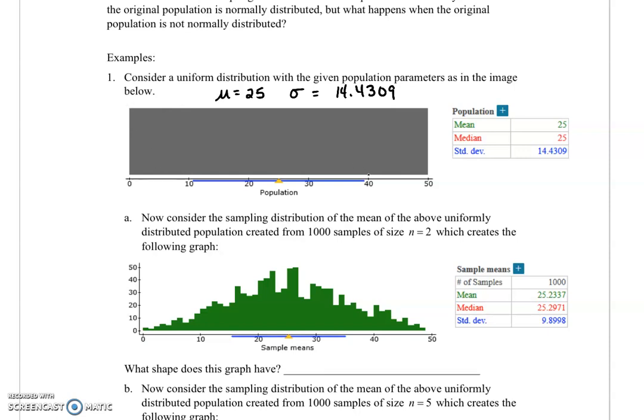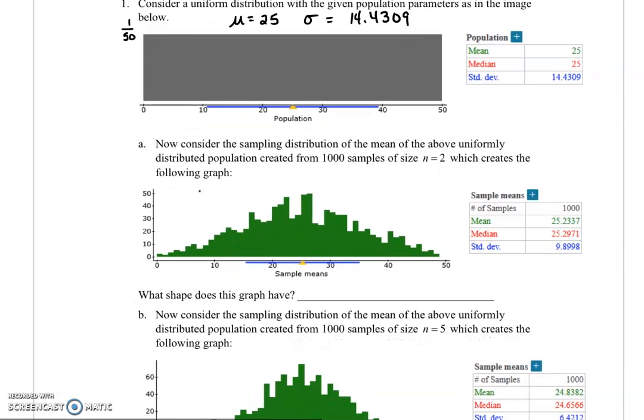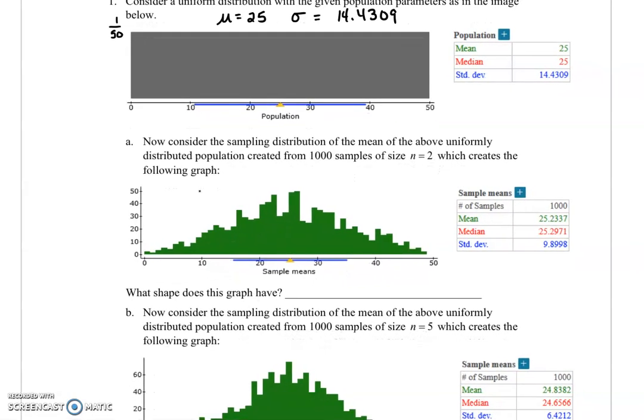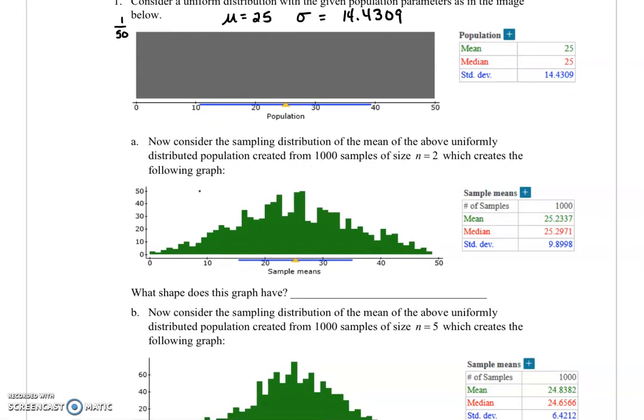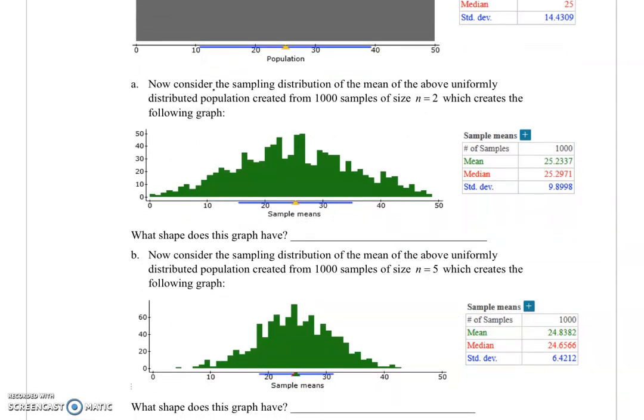And you can see it's uniform because it's rectangular. And since it goes from 0 to 50 minutes, we should all remember that the height of this is 1 over 50. So now let's see what happens when we make a sampling distribution from that. And I did this using StatCrunch. Well, an applet in StatCrunch.